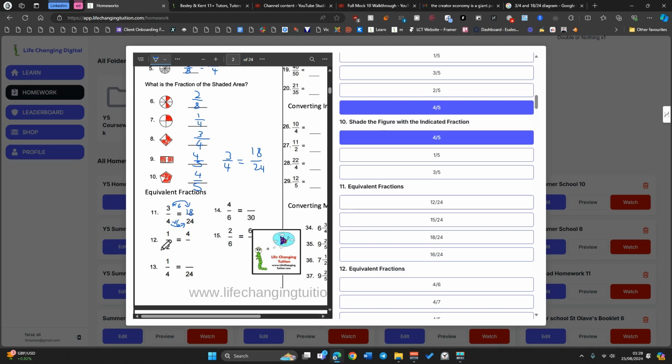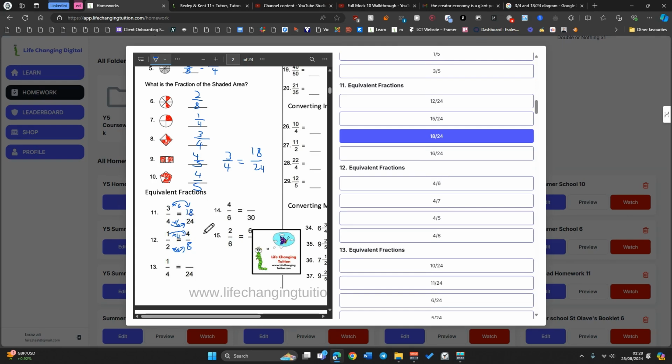Let's move on anyway. Question 12. So 1, how did it get to 4? Again, it was timesed by 4. So this one's going to have to times by 4. So that means this bottom one is going to have to be 8. So again, question 11, I think it was 18 over 24. So we can select that one as the answer. Question 12 is 4 over 8.